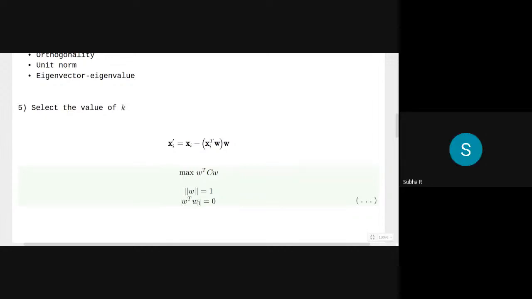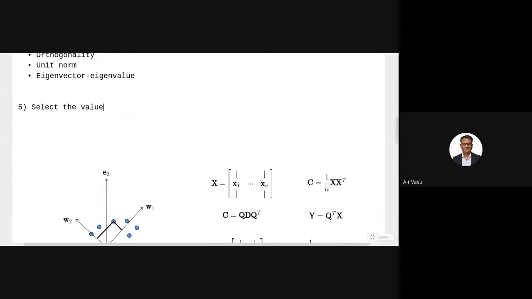Okay, sir. Thank you. Yeah, thank you so much. That's a great question. So Srikanth, this basically explains that when you minimize for each subsequent W, it is orthogonal to the previous one, so they become an orthonormal set of vectors, which is nothing but the eigenvectors of the covariance matrix. That's more for motivation and understanding, correct?